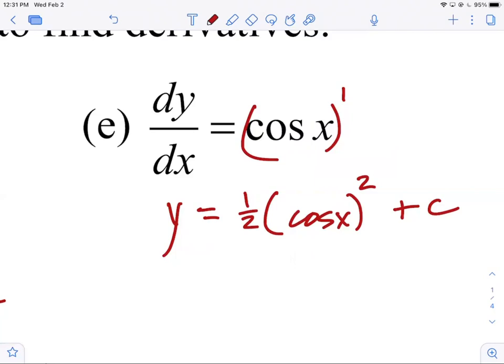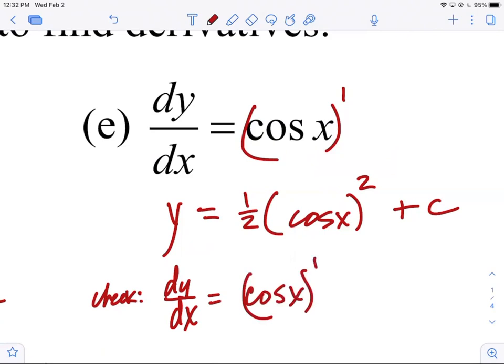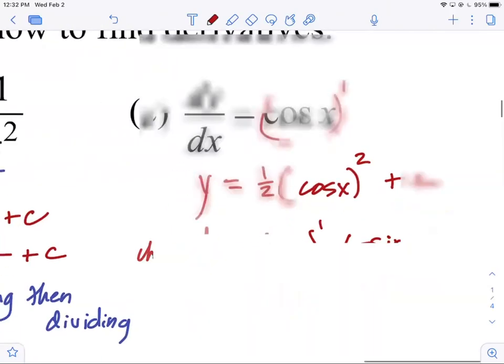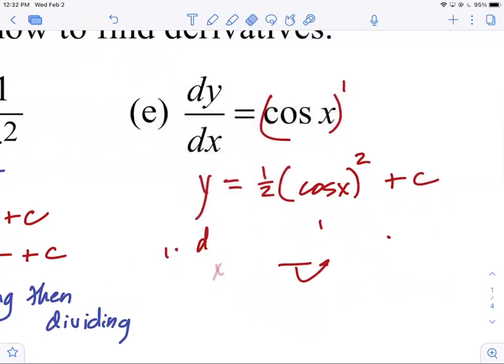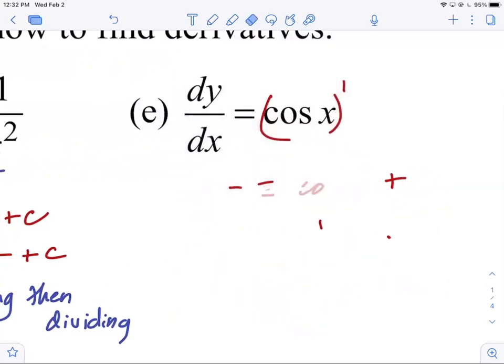Let's check it, right? The left side is dy dx. 2 times 1/2 is 1 times cosine of x to the first. So we get cosine of x to the first times the chain rule, negative sine of x. Ay, caramba. My original function didn't have a negative sign in it. So yeah, the power rule doesn't always work, does it? No. It only works if you can write it in the form ax to the n, just like it didn't always work for derivatives.